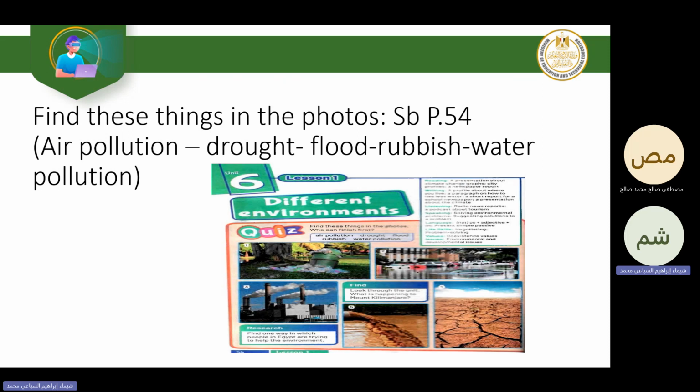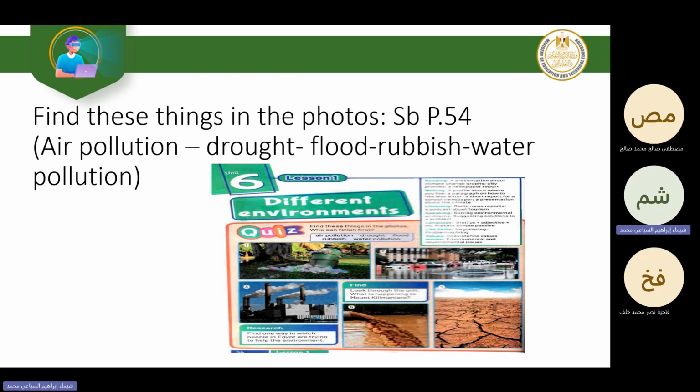I want you to look at picture number 1. What can you see? Yes, what's on the land? What's on the ground? Yes, a lot of rubbish. So, picture number 1, we can match it with the word rubbish. Thank you. Let's look at picture number 2. What can you see in picture number 2? Cars under the water. So this is what? Yes, excellent. Flood.